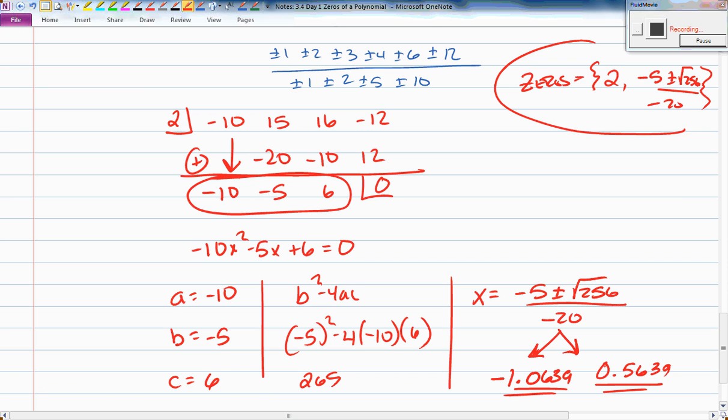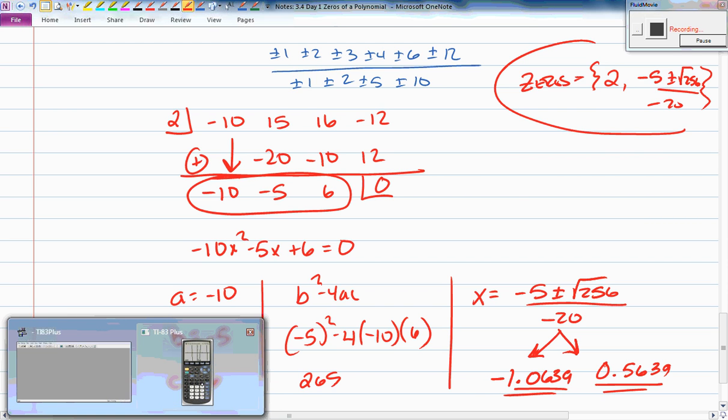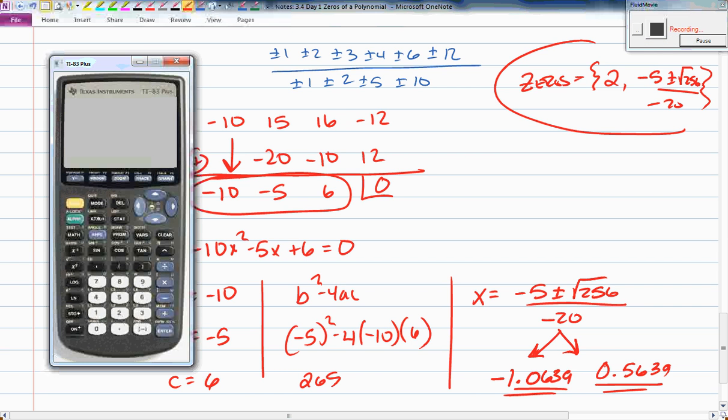Those are your zeros. When we go back and look at the graph of the function, you can see that negative 1.0639 is this one over here, and then the 0.56 is this one right over here. So we definitely have all the zeros accounted for.